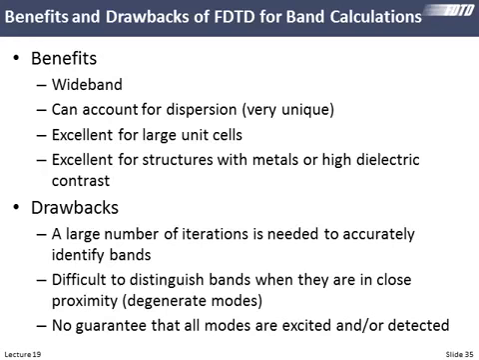In order to really accurately identify in frequency where those bands occur, we usually need a large number of iterations. When the bands cross in a frequency domain model, that's not a problem. We'll get just two eigenvalues that are the same, but we get two of them. We know that there are two modes there that are degenerate. They have the same Bloch wave vector, if you will. But in finite difference time domain, we're looking for peaks, as you'll see in some simulations later. So we can't really distinguish between two modes when they overlap in frequency. And there's also no guarantee that we'll identify all of the different modes. It is easy to miss.